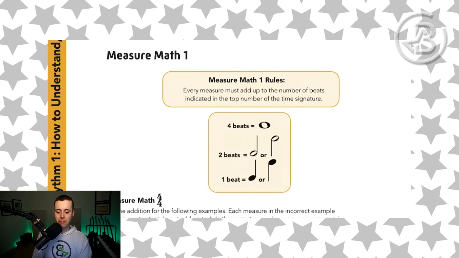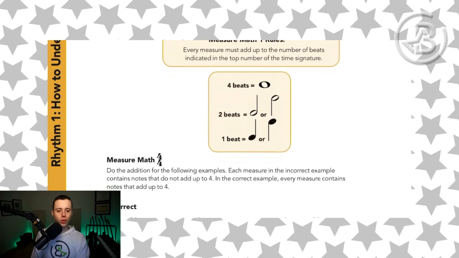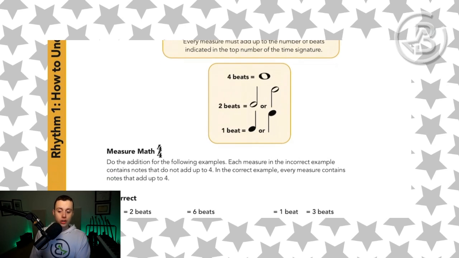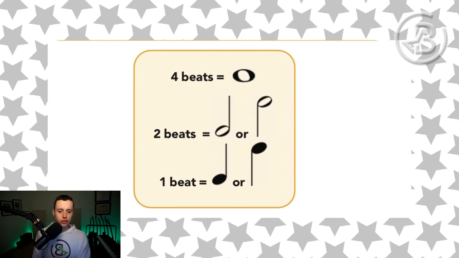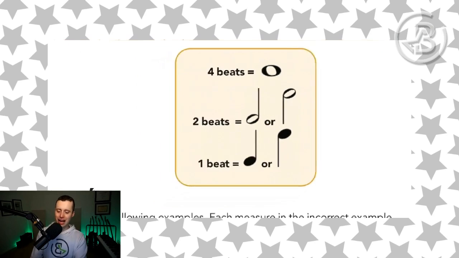Let's look at some measure math for 4/4. And we're going to do that with 3 types of notes. Whole notes, which get 4 beats or 4 counts. Half notes, which get 2 beats or 2 counts. And quarter notes, which get 1 beat or 1 count each. Now, we can have stem up or stem down for half notes. It's still going to be worth 2 beats either way. We can have stem up or stem down for quarter notes, worth 1 beat either way.